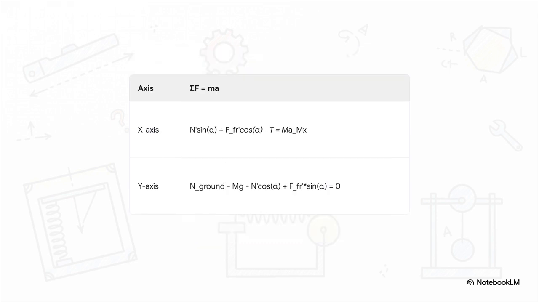Now, we do the exact same thing for the wedge M. In the x direction, we've got the horizontal parts of those reaction forces from m fighting against the tension. And that all equals M times its own horizontal acceleration. Now, in the y direction, things are simpler. The wedge isn't jumping up and down, right? So its vertical acceleration is 0. That just means all the up forces have to perfectly balance all the down forces.